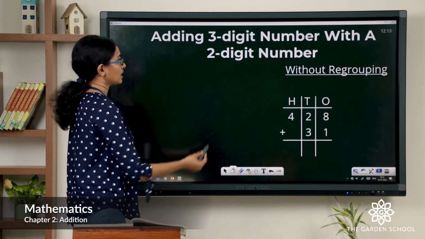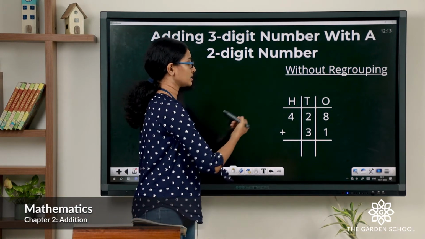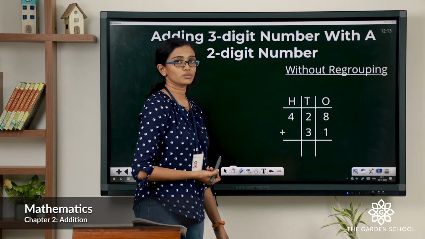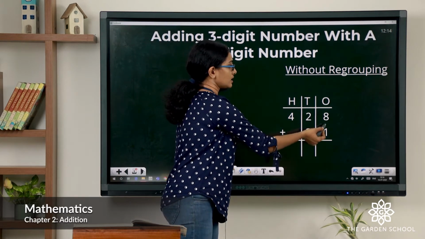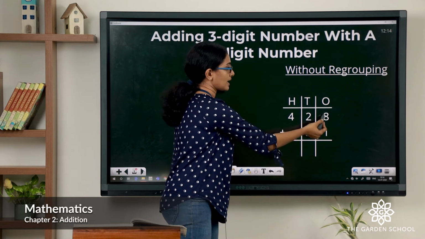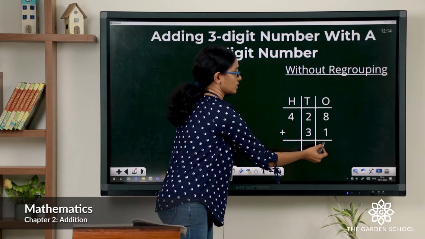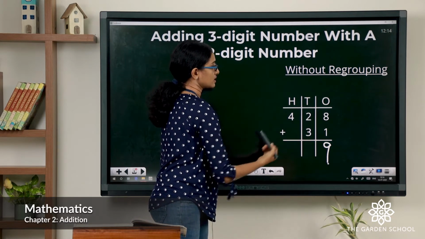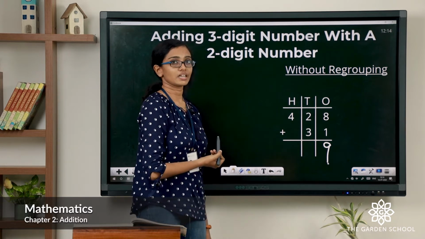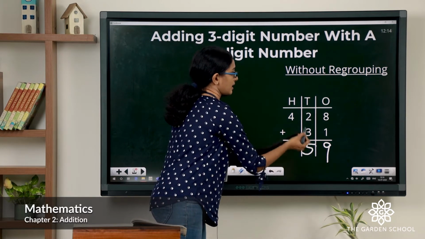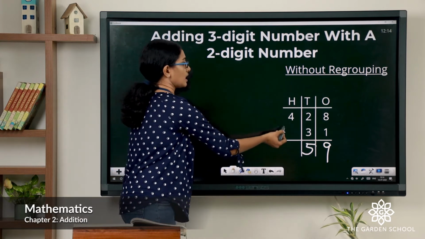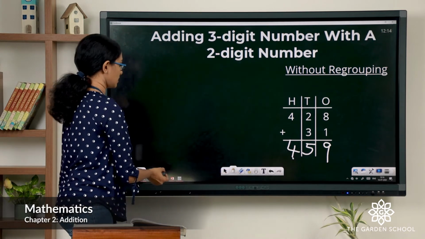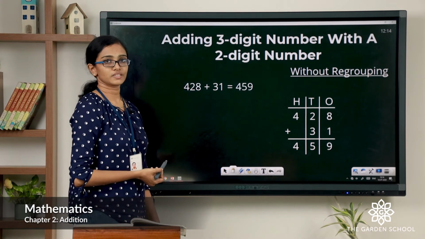Now let's see the same process with a 2-digit number. Here you have a 3-digit number 428 and a 2-digit number 31. So again we start adding the ones first. So 8 ones plus 1 one give you 9 ones. Then in the tens place you have 2 tens and 3 tens. So 2 tens plus 3 tens give you 5 tens and there is no digit in the hundreds place in the second number. So let's bring this 4 down. So the answer is 459.